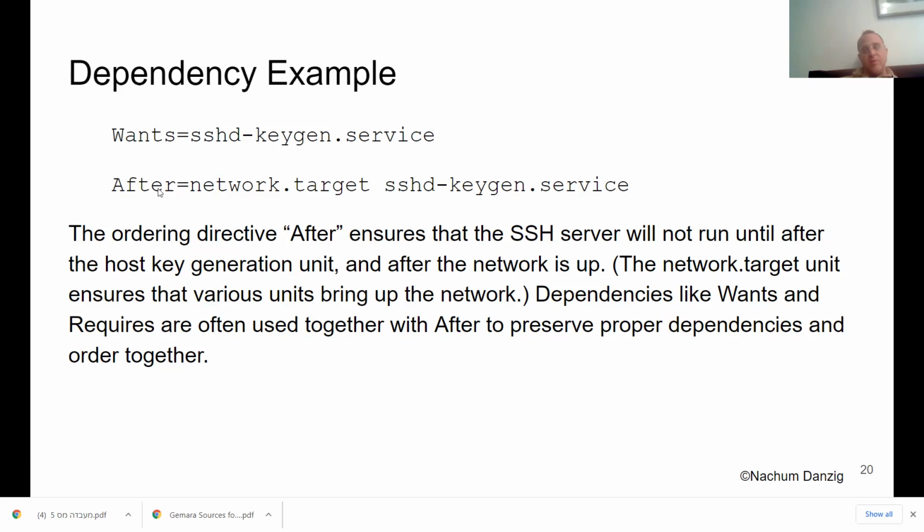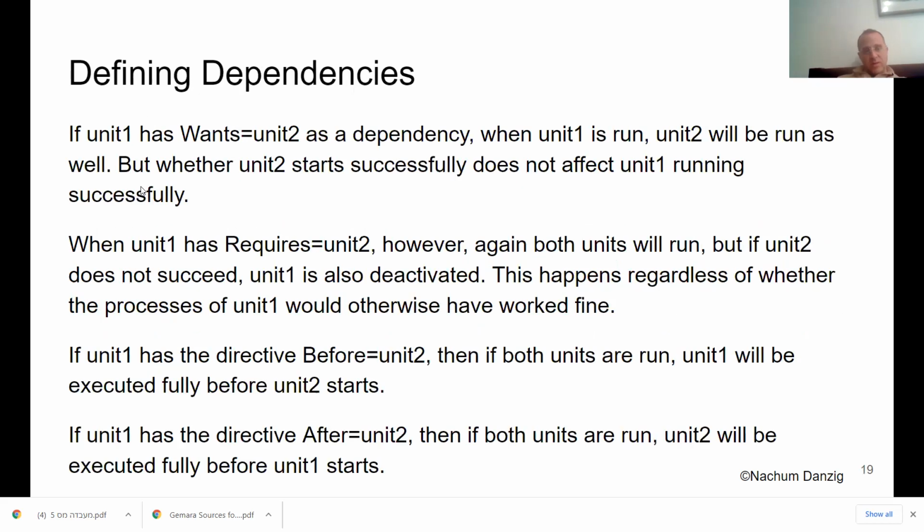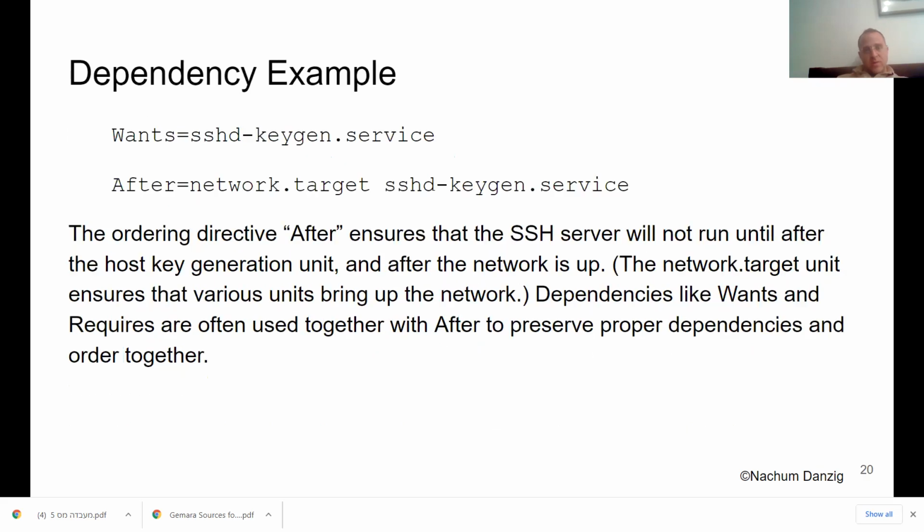After and it. So what does after mean? In other words, if I try to run SSH first, I'm going to run this command: network.target SSH generator service. The ordering directive after ensures that the SSH server will not run until after the host key generation unit. So I have a host key, and after the network is up. The network target unit ensures that various units bring up the network. Right? The network target unit essentially starts up the network.